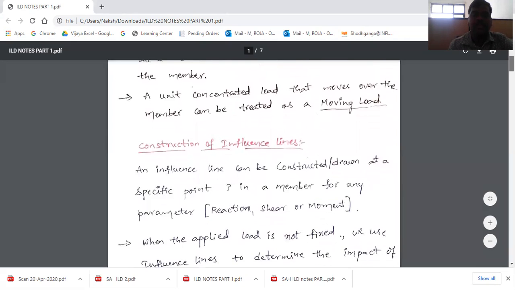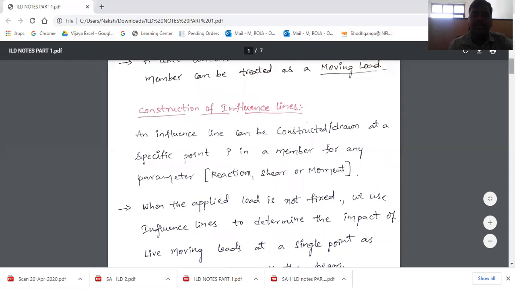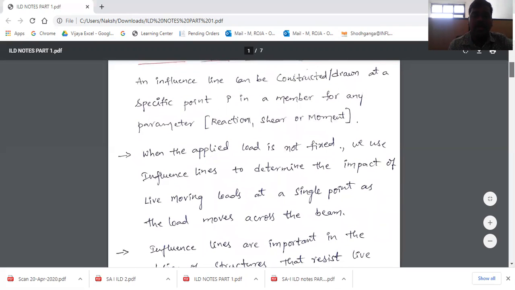So how is the construction of influence lines done? An influence line can be constructed at a specific point P in a member for any parameter. Like I just told, it is the reaction, shear or moment. Next point, when the applied load is not fixed, we use influence lines to determine the impact of live moving loads at a single point as the load moves across the beam.